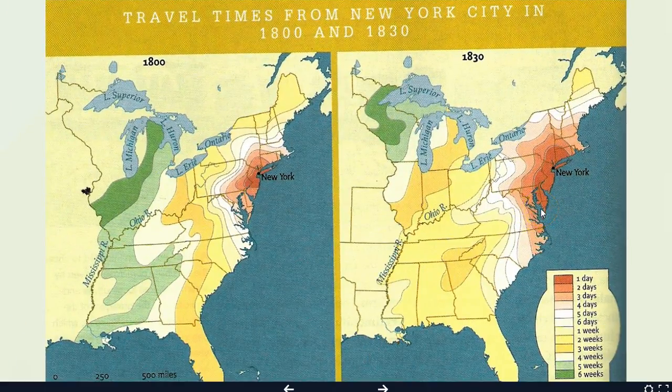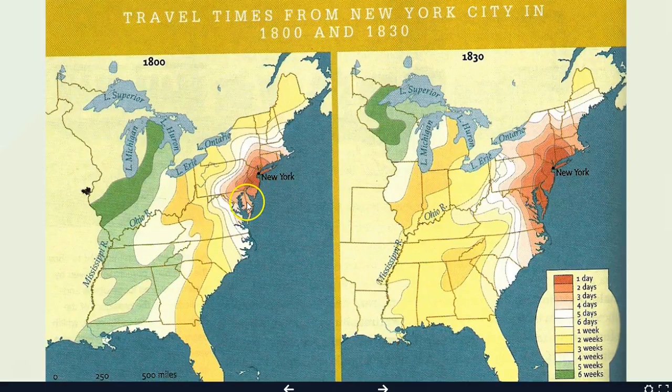Here you can see the impact of all of these new transportation technologies on travel time across the United States. On the left, you see a map from 1800 and here 1830. And what these colors all indicate, as you'll see, is the average travel time within that particular geographic space.